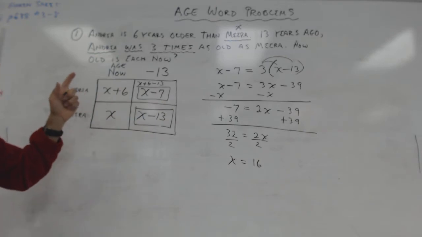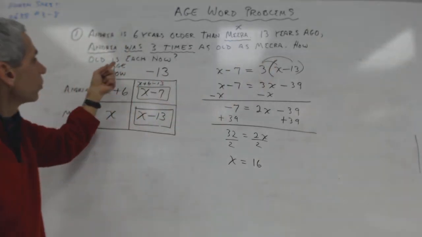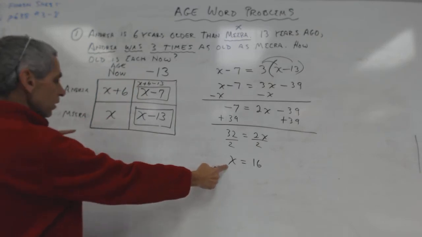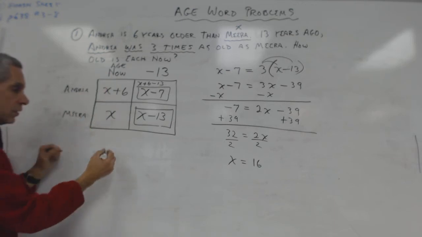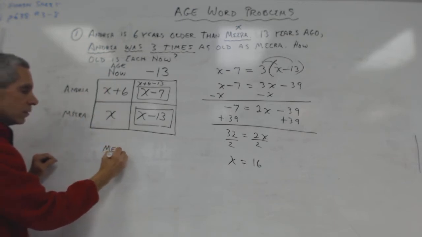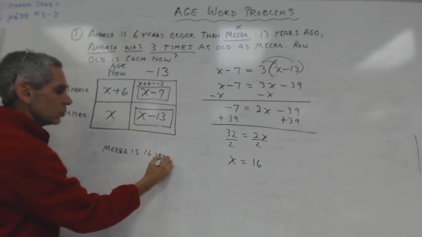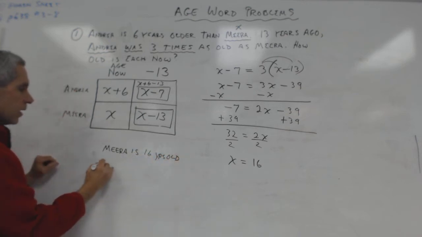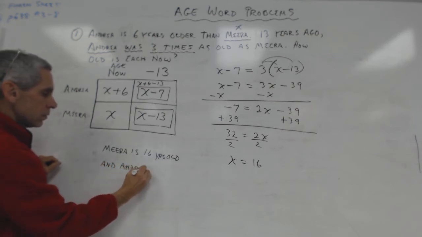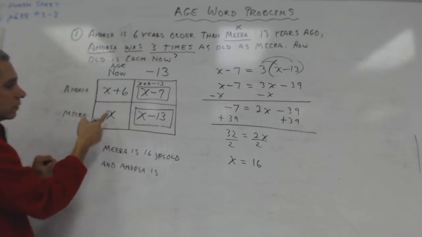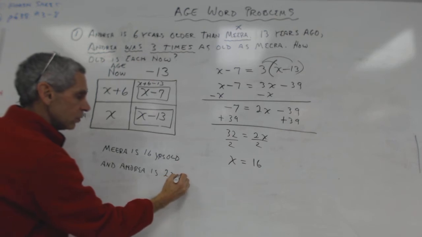So I always go back and look at my question, the last sentence. How old is each now? Okay, so I know x is Mira. That's Mira's age right now. So I just say Mira is 16 years old, and Andrea is 16 plus 6, 22. 22 years old.